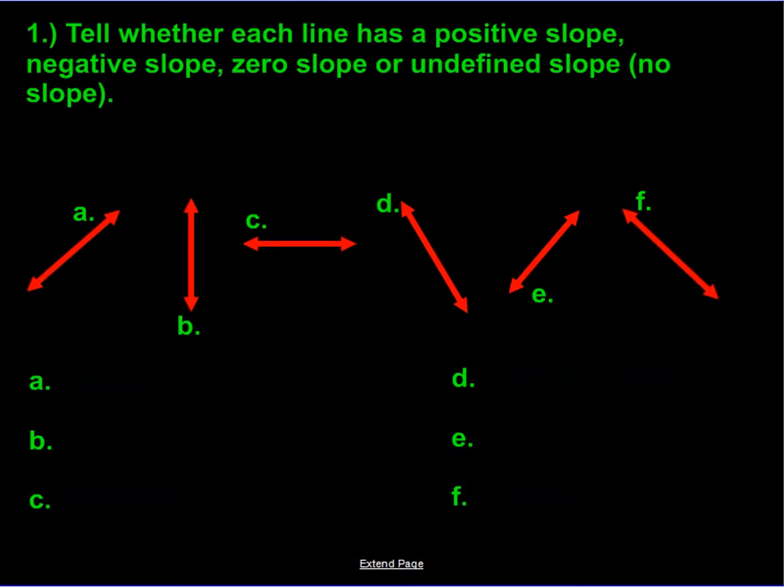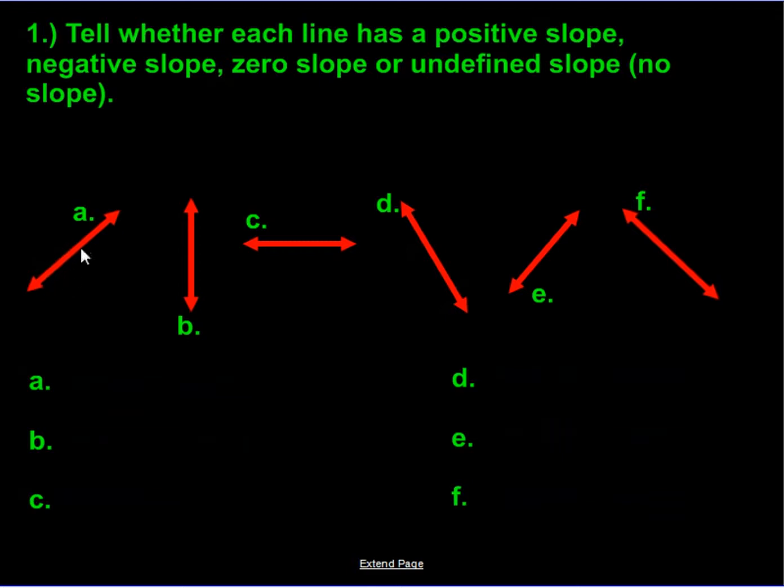Tonight's homework is EL6 and it's the slope of a line. We'll start off by looking at number 1. We have to determine whether or not these lines have a positive slope, a negative slope, a zero slope, or an undefined or no slope.